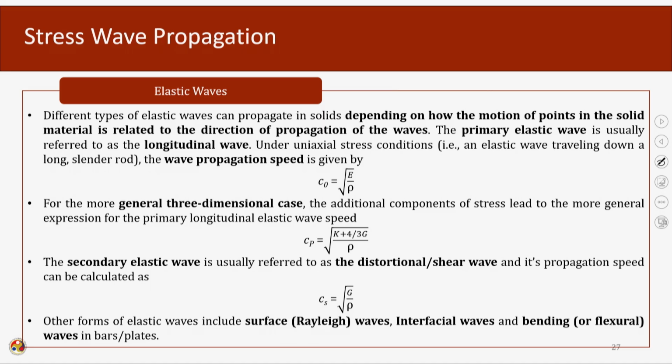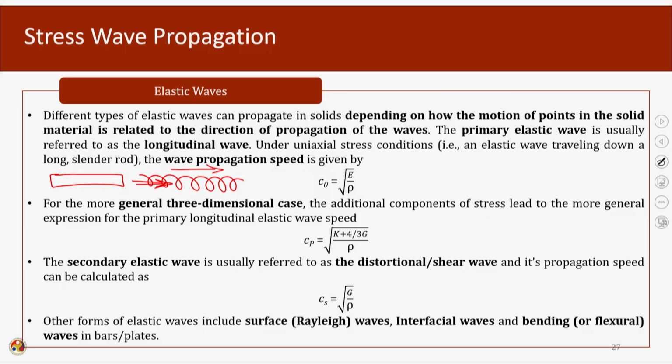Different types of elastic waves can propagate in solids, and they depend upon how the motion of a point in the solid material is related to the direction of the propagation of the wave. The primary elastic wave is usually referred to as the longitudinal wave. Under uniaxial stress conditions, that is an elastic wave travelling down a long slender rod, or if we are mimicking it as a spring, the direction of the wave propagation is along the same line as the direction of the stress. So, these are the elastic waves.